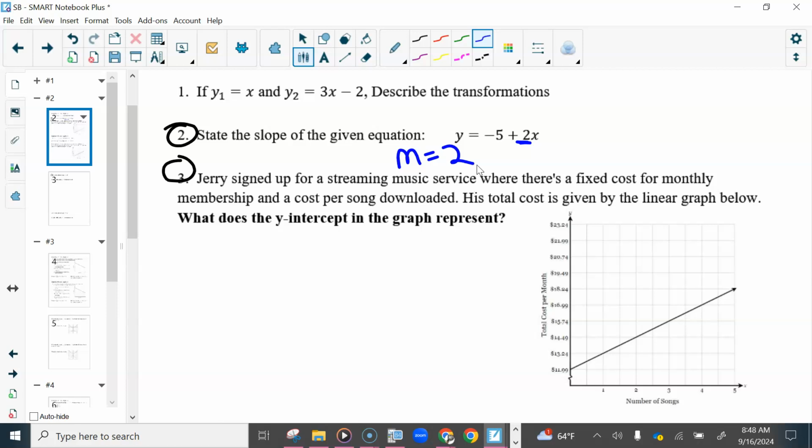Abby, could you minimize this timer? Thank you. Questions on that one? So if you put -5, that was incorrect. That was the y-intercept.